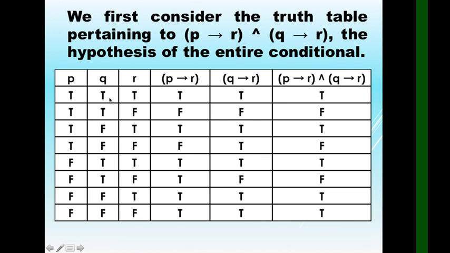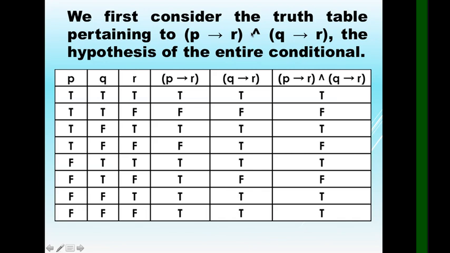For the Q implies R, we start with Q. So T and T, that's T. TF is false. FT is true. FF is true. T and T is true. TF is F, because that's the rule. FT is true. And FF is true.